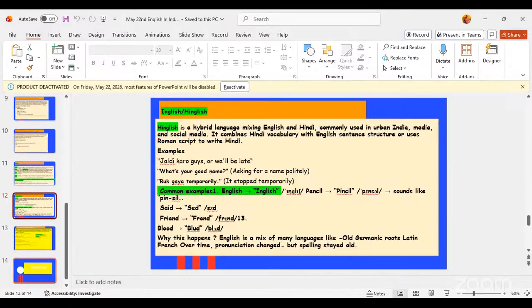Then we spoke about our very own Indian English, where "said" is pronounced as "sad," and "friend" is pronounced with certain letters missed out. Blood is pronounced differently too. Why this happens is that English is a mixture of many languages, like Old Germanic roots, Latin, and French over time.